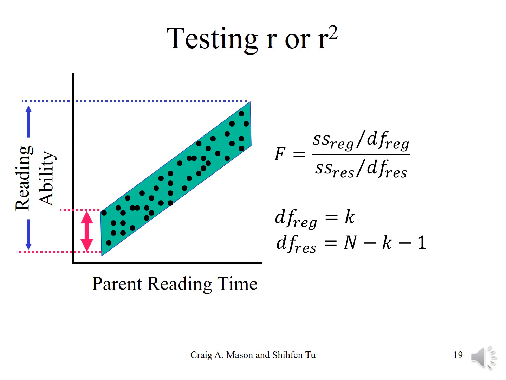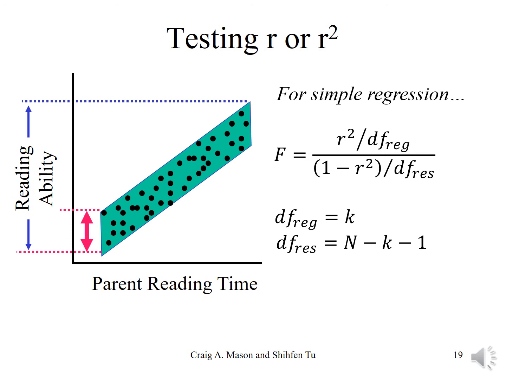First, we saw that the sums of squares regression and the sums of squares residual are proportional to r squared and 1 minus r squared, respectively. We can substitute them into the equation. Also, in simple regression, k, the number of predictor variables, is just 1, so the regression degrees of freedom is just 1. In that case, our numerator reduces to just r squared. Similarly, the residual degrees of freedom is n minus 1 minus 1, or n minus 2. So this is the same formula, just expressed in terms of r squareds instead of variances, and with the degrees of freedom incorporating the fact that we only have a single predictor.